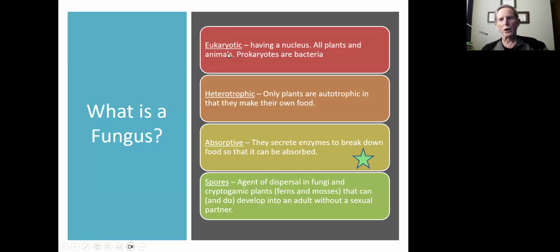So here they are in terms of the definition. Eukaryotic is having a nucleus, everything except bacteria, basically. There's a slide on that following this. Heterotrophic means they get their food from other sources, as we do. Then absorptive has a star because that's what really distinguishes the fungi from the others in terms of being unique.